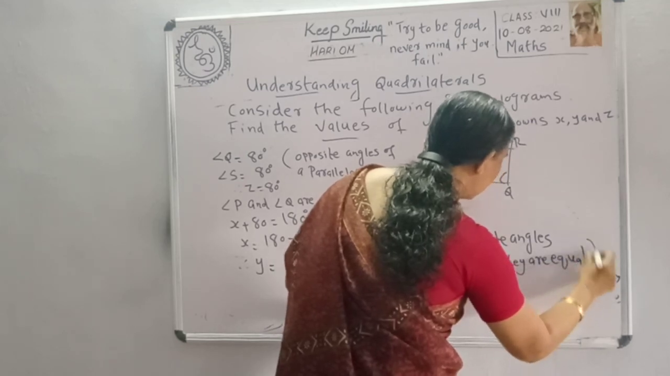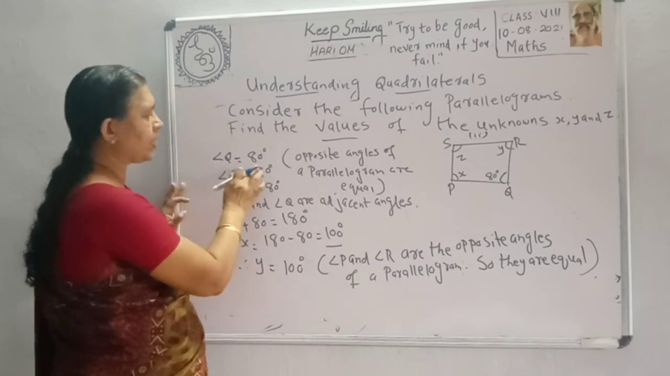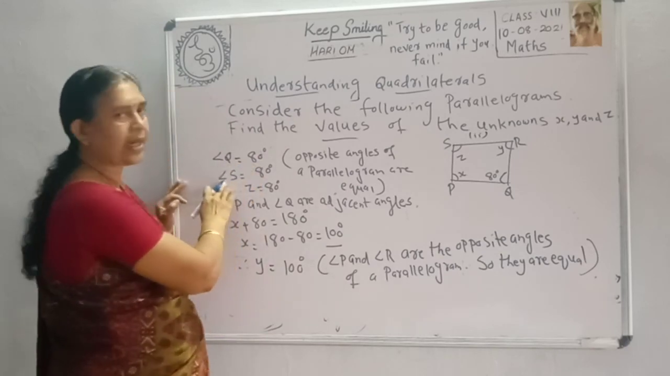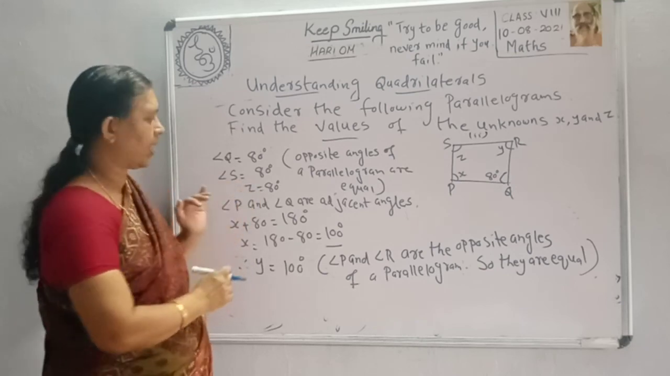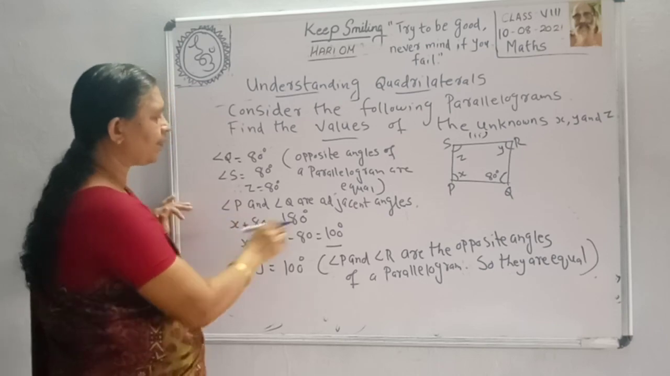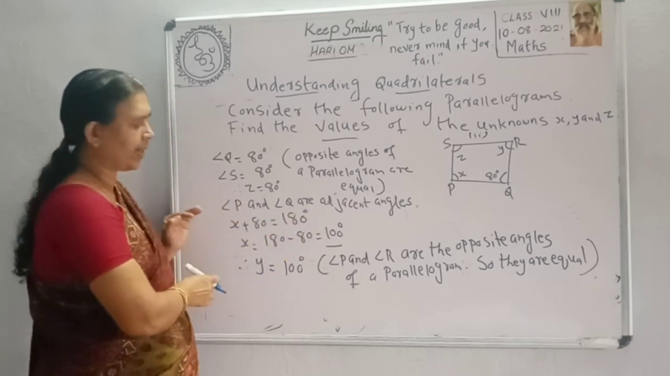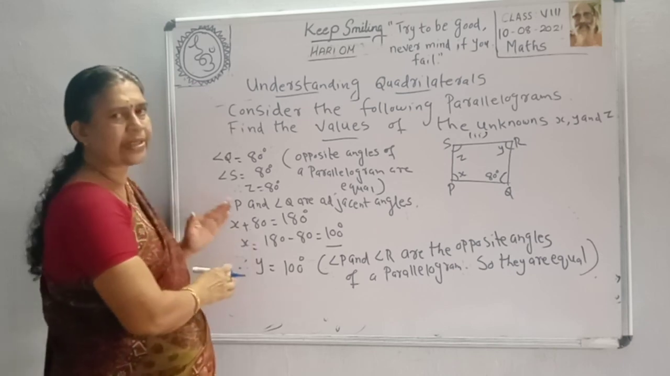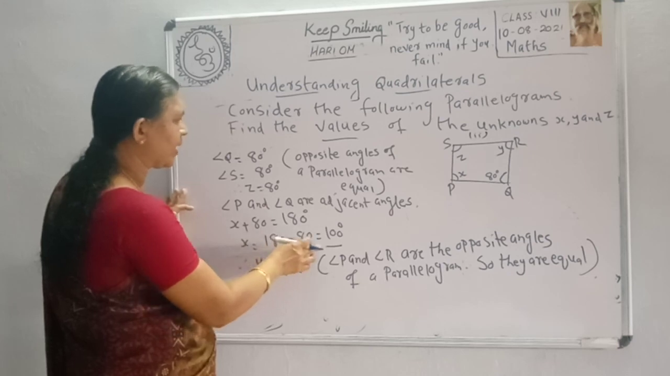Therefore, we got all the values. Then what are the values here? Angle Q is equal to 80 degrees. Therefore, angle S is also 80 degrees, because the opposite angles of a parallelogram are equal. Then angle P and angle Q are the adjacent angles of a parallelogram. We know that the adjacent angles of a parallelogram are supplementary. Therefore, x plus 80 is equal to 180 degrees. Then x is equal to 180 minus 80, that is 100 degrees.